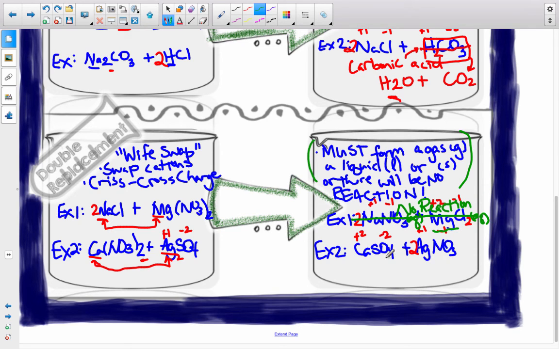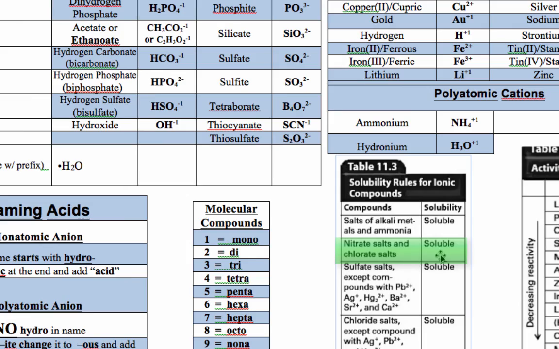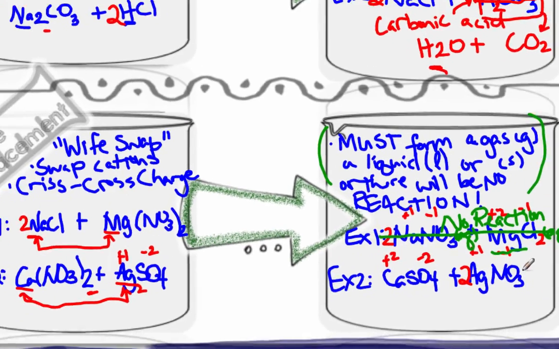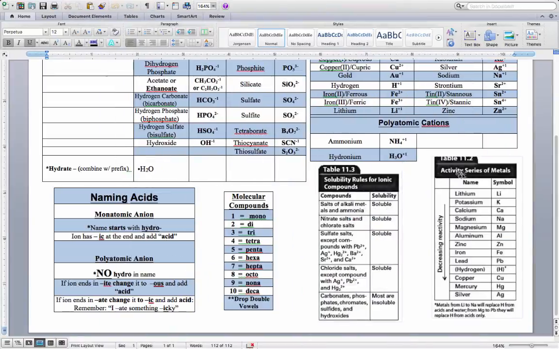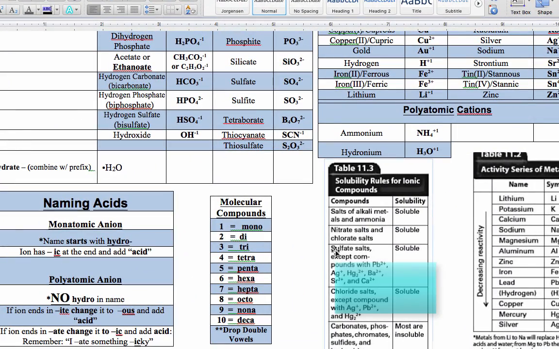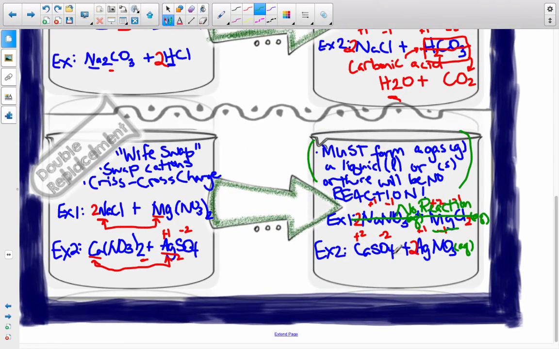So look for calcium sulfate and silver nitrate. Wait, didn't we just see a rule about nitrates? Look, nitrate salts are soluble, always. So I know this one is aqueous. Oh gosh, let's check calcium sulfate. I have a rule about sulfate down here. Sulfate salts are soluble except when they're with lead, silver, mercury, barium, strontium, and calcium. Oh good, there's our exception that we needed. That means when it's with calcium, it is not soluble, so we write an S.